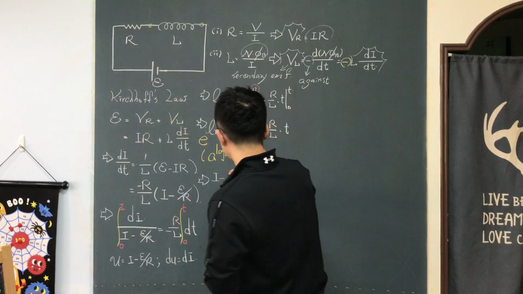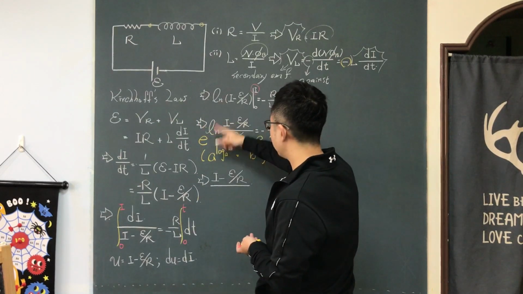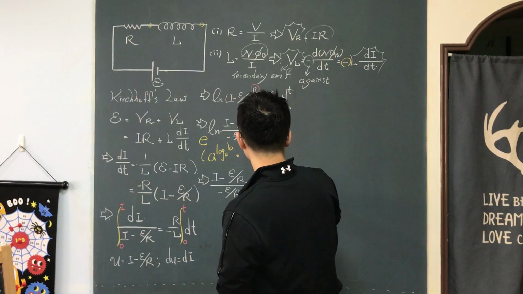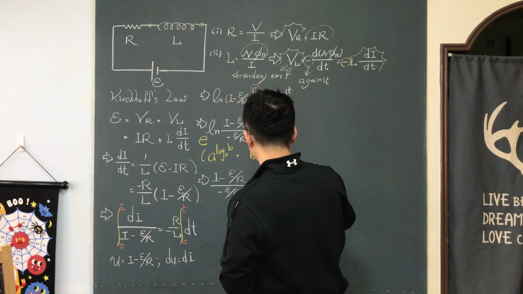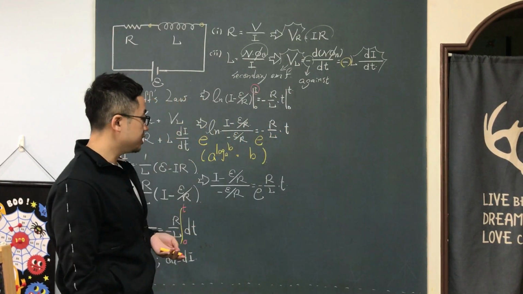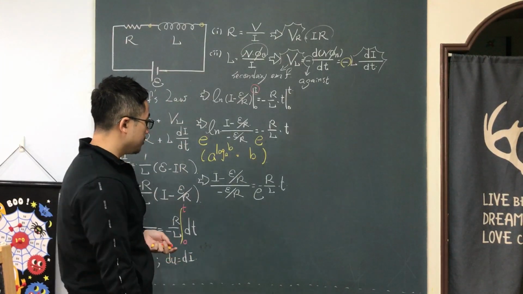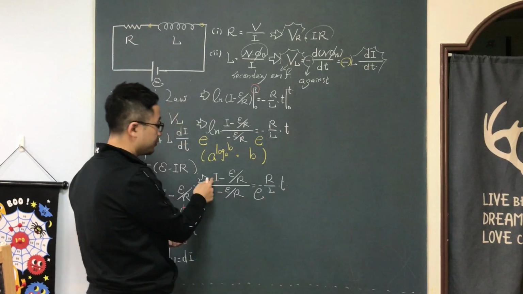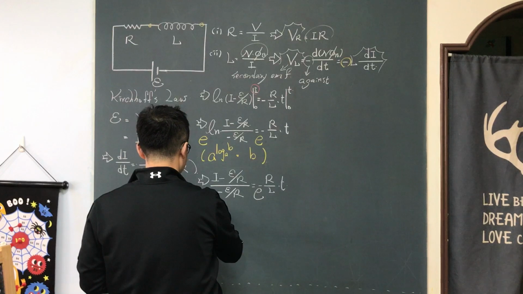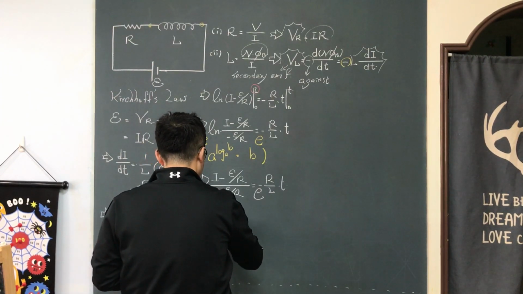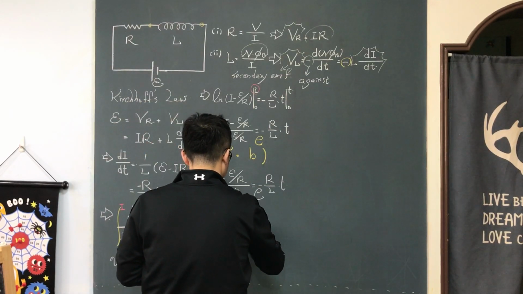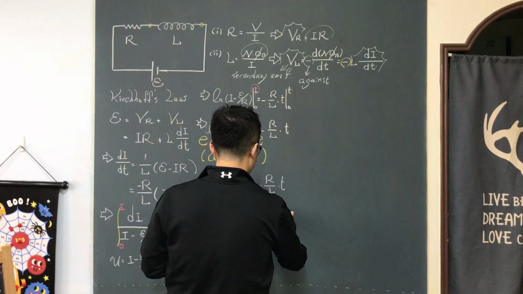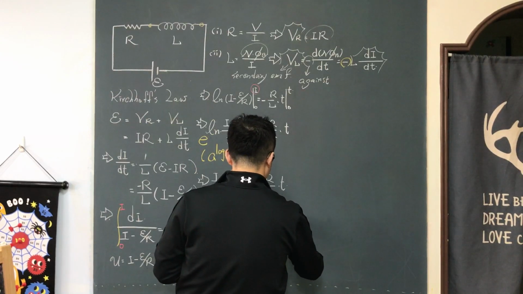which is I minus E over R. We can get rid of the natural log. Divided by minus E over R is equal to e to the minus R times t divided by L. Okay, let's just rearrange it. I'm going to move this minus E over R to the right hand side, except for I. I'm going to put everything on the right hand side, and I as a function of time is equal to E over R times 1 minus e to the minus R t over L.